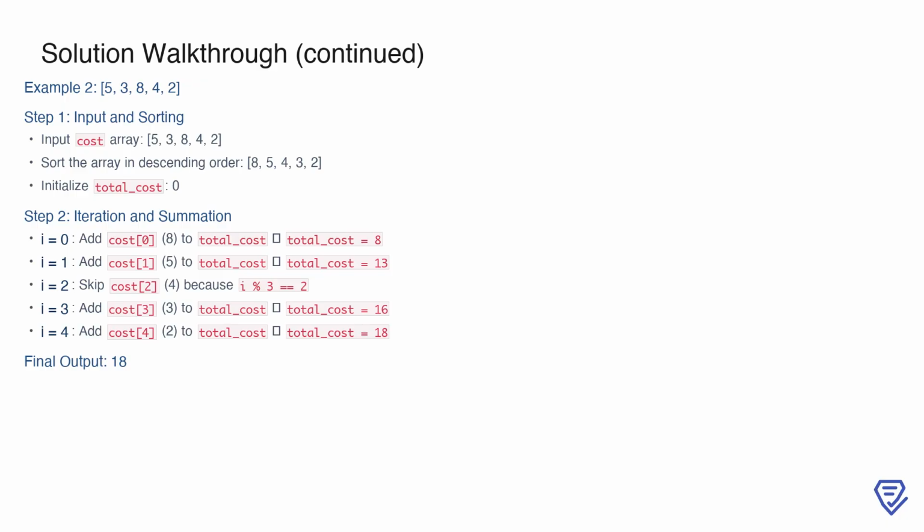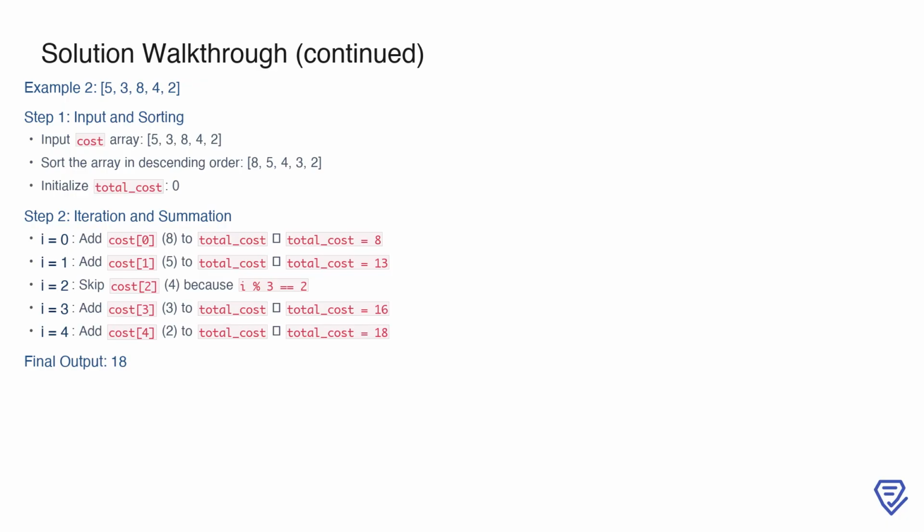As before, we sort the array in descending order, resulting in 8, 5, 4, 3, 2. We then initialize total_cost to 0. Starting the iteration, at index 0, we add the cost of 8 to total_cost, making it 8. At index 1, we add the cost of 5, bringing the total to 13.